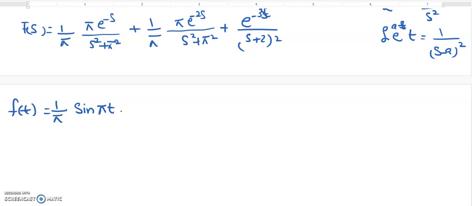Okay, and since it is being multiplied by e power minus s, this means that we have to use the unit step function. Because we know from the t shifting theorem that the Laplace transform of f of t minus a into u of t minus a is equal to e power minus as into F of s. So if this is F of s, and it is going to be multiplied by e power minus s, then the t terms should be in terms of t minus a. And what is a? A is 1.